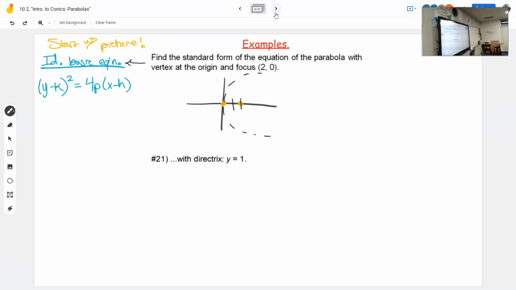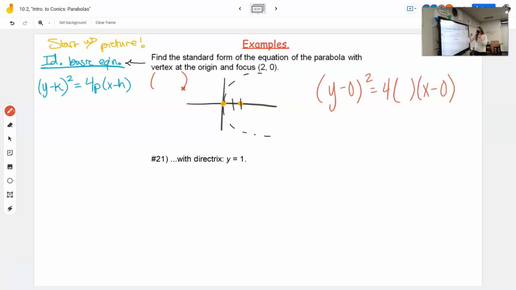They're just saying, find the standard form. I know it has to go sideways to get that focus and to have that microphone or that light source or that satellite receiver or transmitter be right there. So I just need to fill in what I know. Why am I going to go ahead and put a 0 in the K spot and put a 0 in the H spot? Yep.